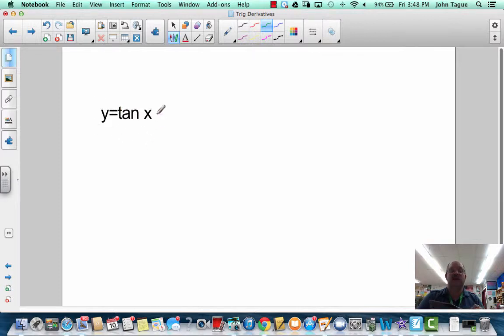So tangent of x. Well, we already know the derivative of tangent of x is secant squared x. We also might remember that it's equal to the sine divided by the cosine. And so we could use the quotient rule to figure out what the derivative of tangent is, just to make sure that it really is secant squared x, and that it all works out.